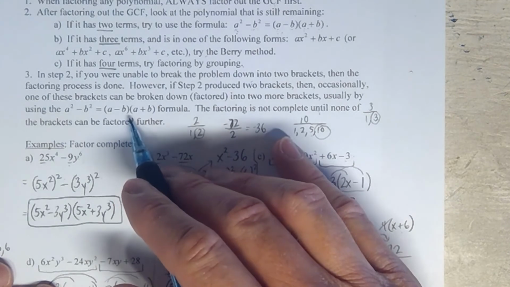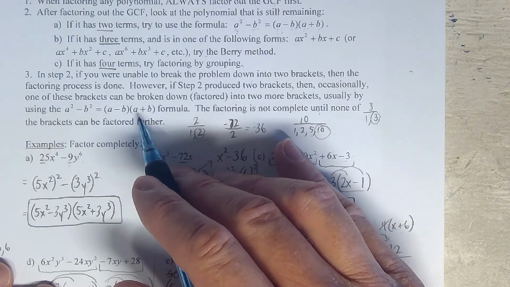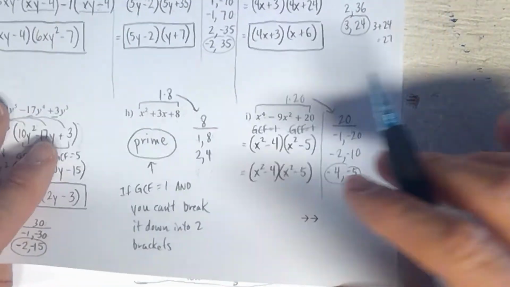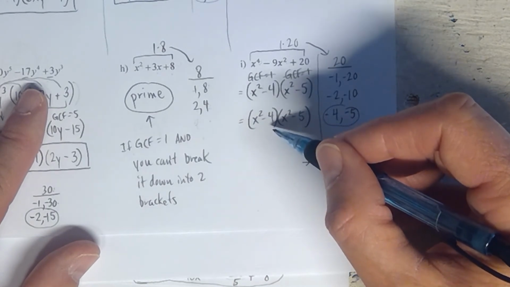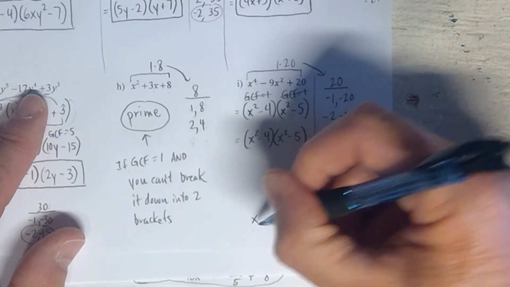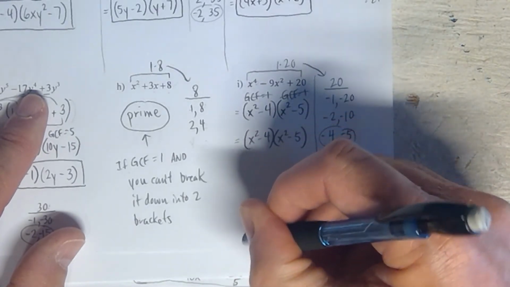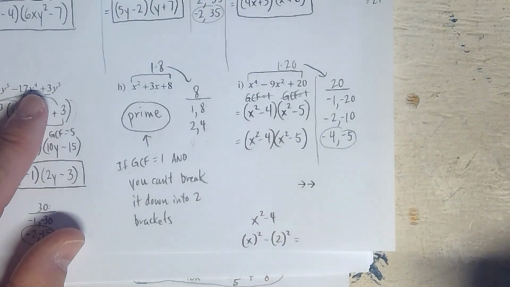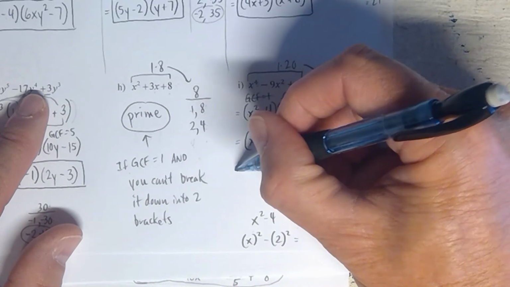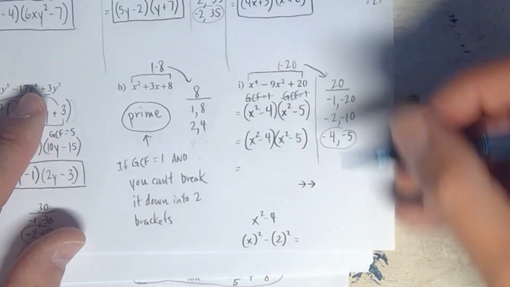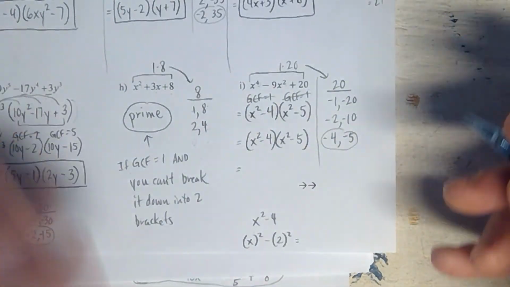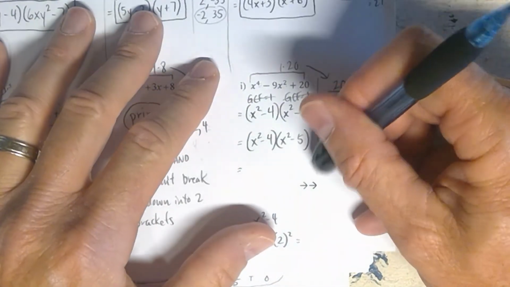And it's usually with this formula. Not always, but almost all the time, it will be through this formula. See how x squared minus 4 fits into that formula? Because I'll write it down here. x squared minus 4 is x and 2 inside those little brackets, isn't it? So the point is that if you get 2 brackets and one of them fits into this a squared minus b squared formula, you need to break that down further. It's not completely done factoring yet until you've done that.